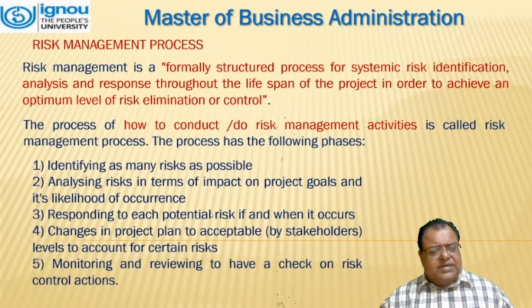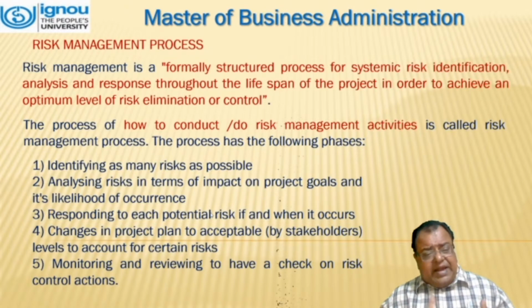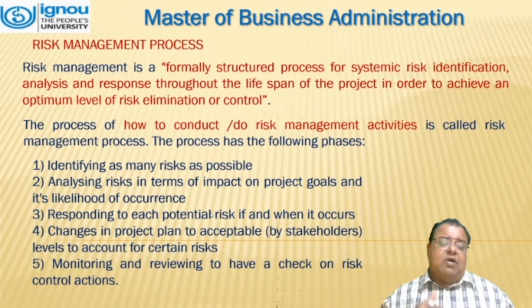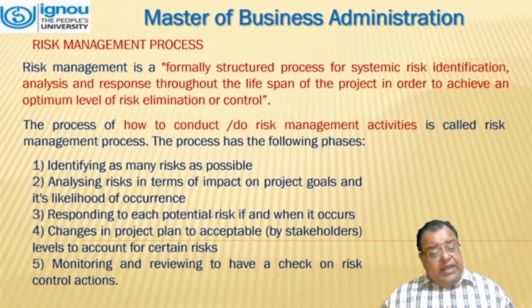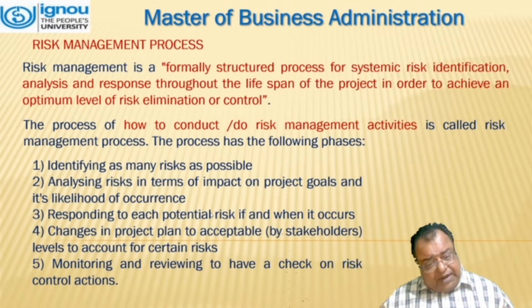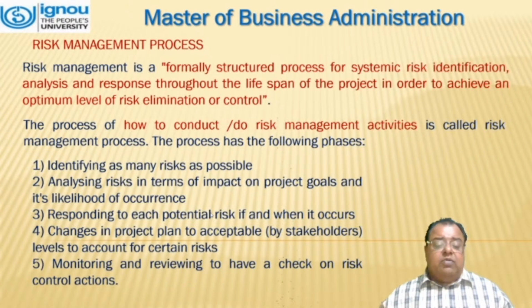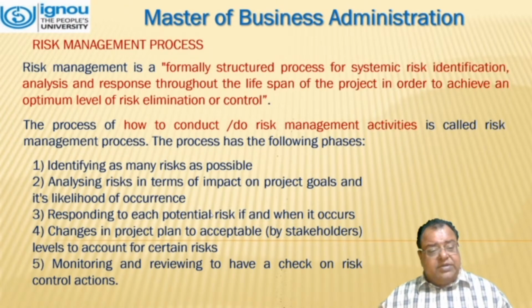The process has some phases: identifying as many risks as possible, analyzing risk in terms of impact on the project goals and its likelihood of occurrence, and responding to each potential risk if and when it occurs. Fourth is changes in project plan to an acceptable level to account for certain risk. That means if the project has stakeholders, they have to be taken care of. Then monitoring and review to have a check on risk control actions.